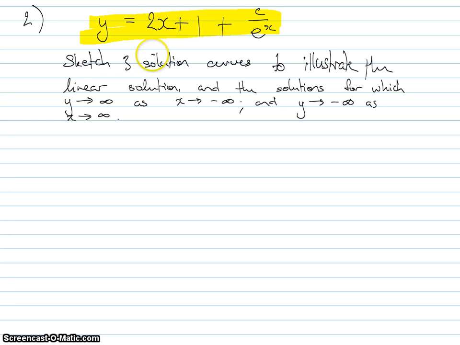So the linear solution is fairly easy, right? We can see straight away that the linear solution is y equals 2x plus 1, and c is equal to 0.